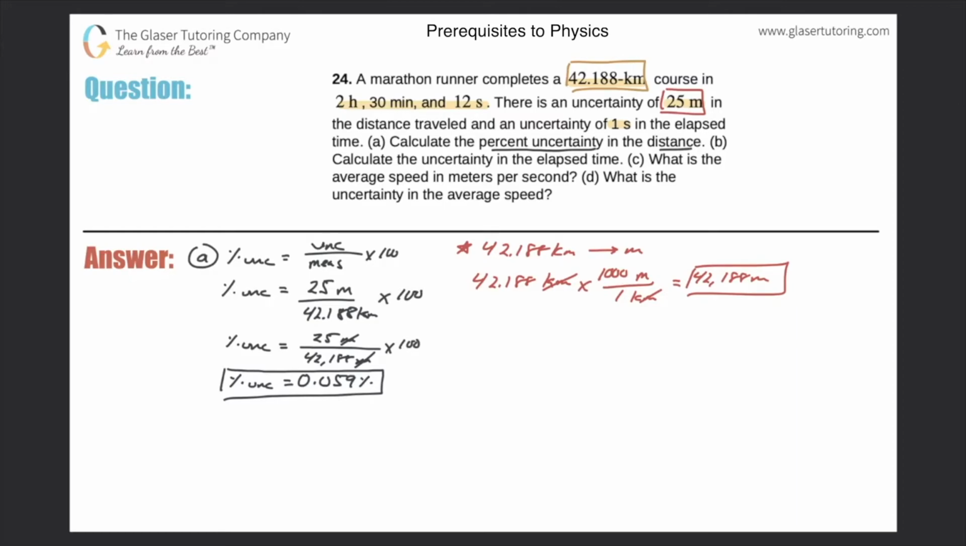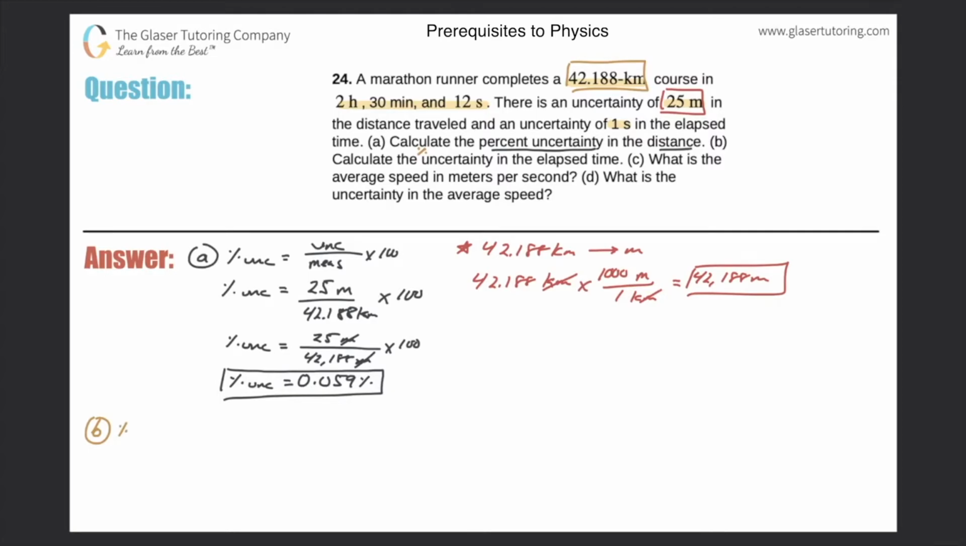All right, so now part B. Calculate the uncertainty in the elapsed time. Well, I think they made an error here. Why? Because they gave it to us. Look, it has an uncertainty of 1 second. Yep, done, calculated it, B's over. I don't think they meant to do that. What I think they meant to say here was calculate the percent uncertainty. Okay, so let's do that. Let's calculate the percent uncertainty in the elapsed time.